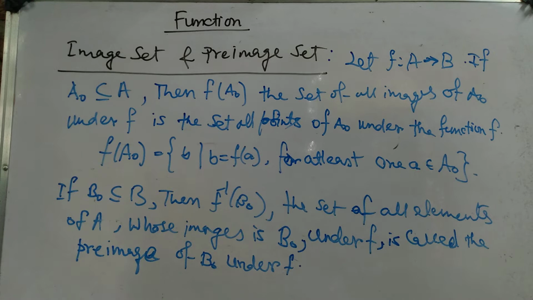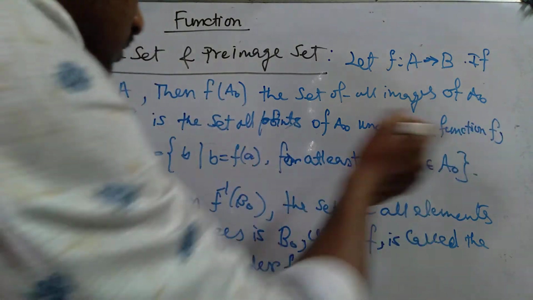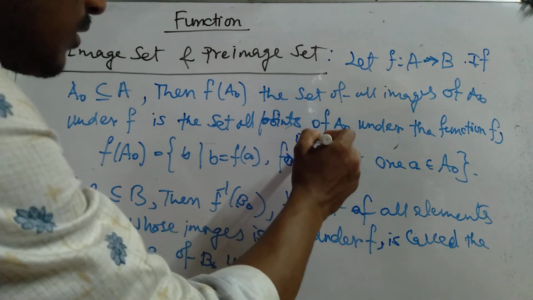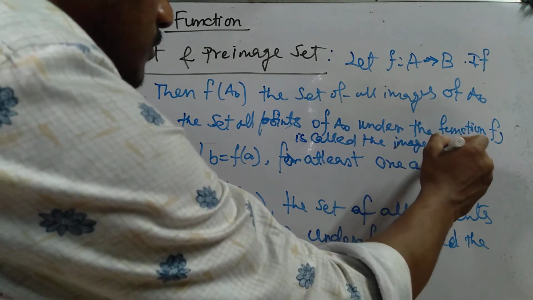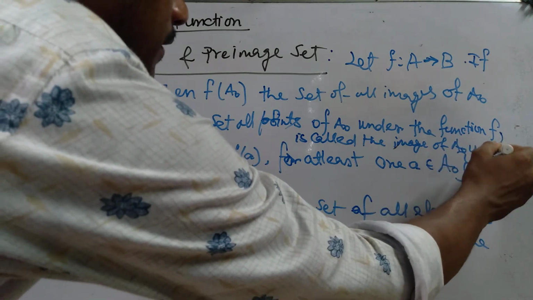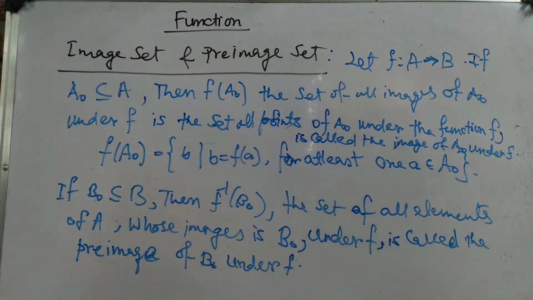The set of all images of A0 under f is called the image of A0 under f. This is denoted by f of A0. f of A0 equals the set of b such that b equals f of a for at least one a belonging to A0.